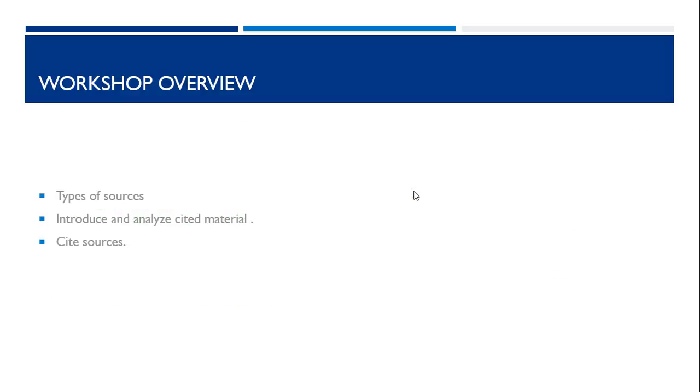So just to close out, here's what we talked about. We talked about types of sources, primary and secondary. We talked about how to introduce and analyze cited material. And then we also talked about how to cite sources. And then we closed with an example that we went through together.